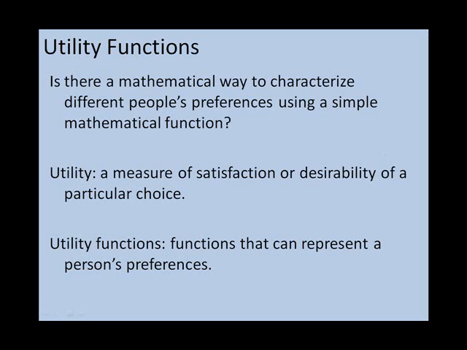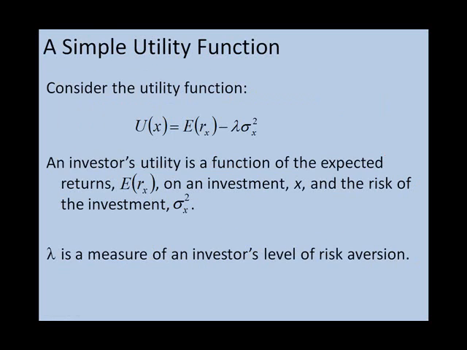Fortunately, economists came up with a measure called utility. And utility is a measure of satisfaction or desirability of a particular choice. Even better, economists formulated utility functions. These are functions that can represent a person's preferences. In this class, we're going to consider one type of utility function. The utility from investment X is equal to the expected returns on investment X minus lambda times the variance of investment X. Lambda is a measure of the investor's risk aversion.